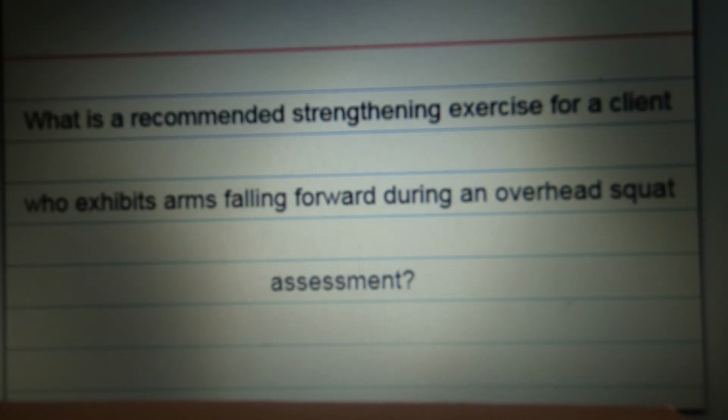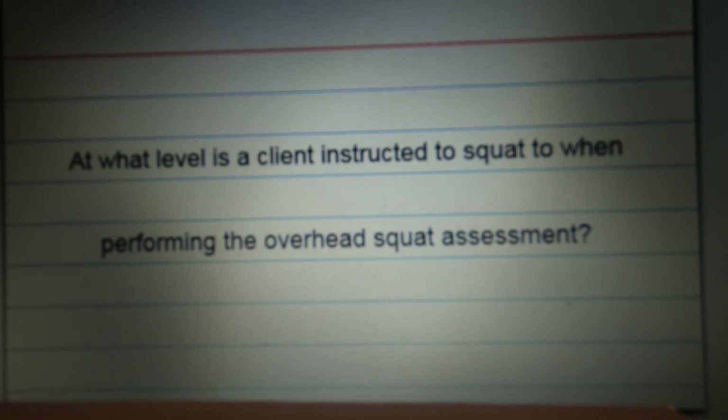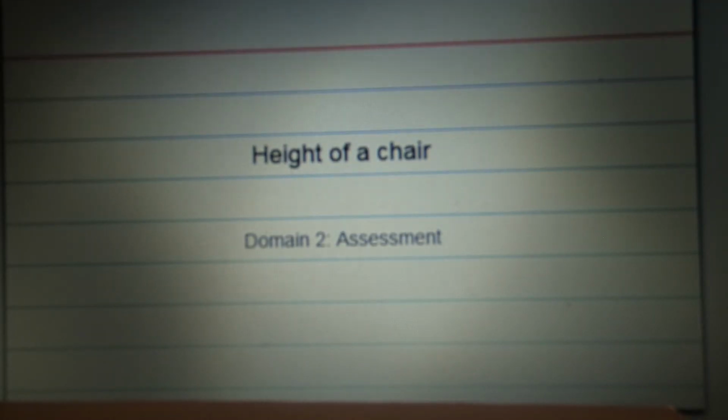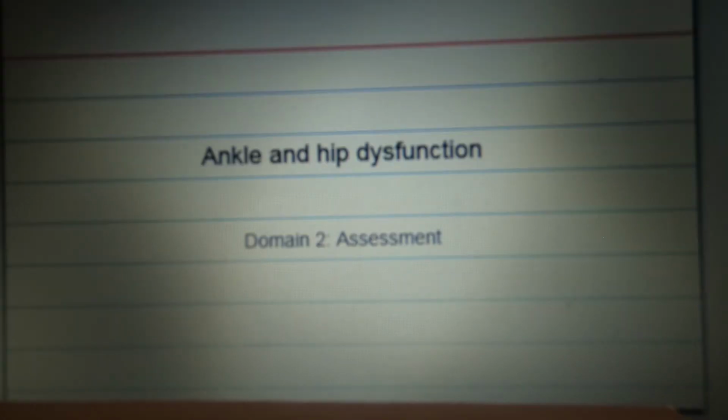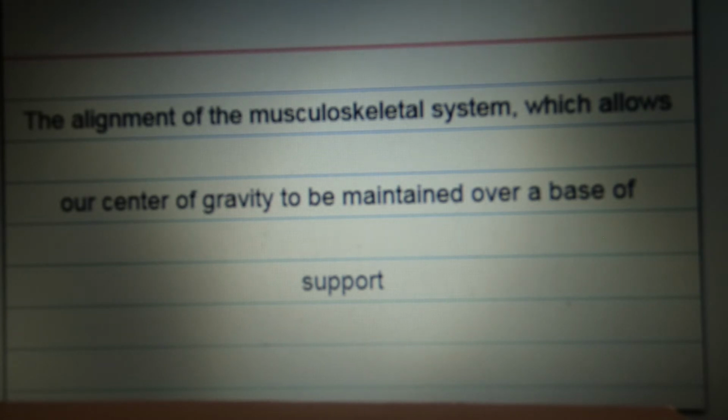What is the recommended strengthening exercise for a client who exhibits arms falling forward during the overhead squat assessment? Squat to row. At what level is a client instructed to squat to when performing the overhead squat assessment? Height of a chair. Which dysfunctional areas often result in non-contact related knee injuries? Ankle and hip dysfunction. The alignment of the musculoskeletal system, which allows our center of gravity to be maintained over a base of support.